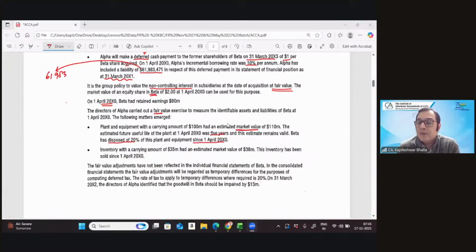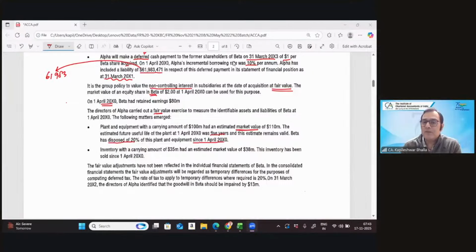Disposal gain or loss will be recorded in the P&L. Okay, but that's accounting in the standalone financials. Any implications of that in the consolidated financials? Nobody? I think we'll see that when we come to the analysis. So we're going to see a couple of points in this question which are very interesting indeed.